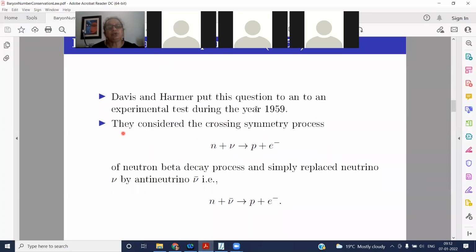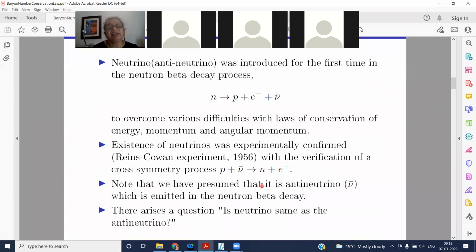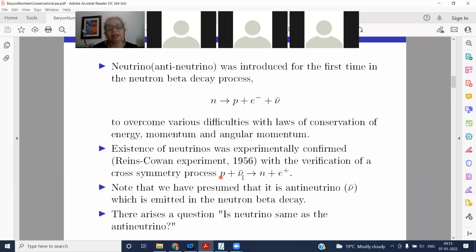So now they took a crossing symmetry relation, neutron plus antineutrino. Instead of a neutrino, they replaced it by an antineutrino, giving proton plus e minus. Why antineutrino here? It is because we have only a source of antineutrino. If neutrino is equal to antineutrino, I should be able to record this kind of an event. I will repeat again, because you may get confused: what we have seen experimentally is proton plus nu bar going to neutron plus e plus. That is seen. Neutron decay is seen. So I will check this process. This is what is called inverse beta decay.